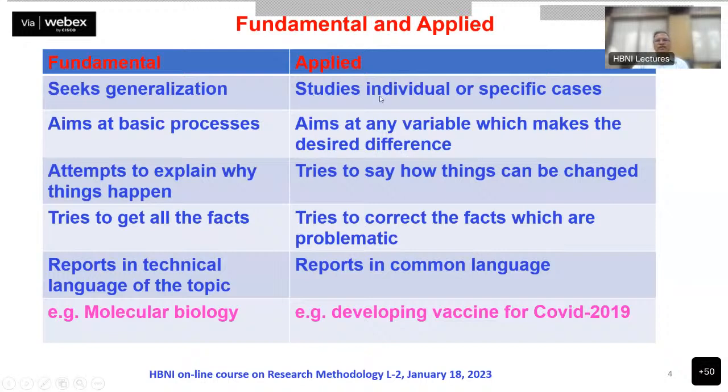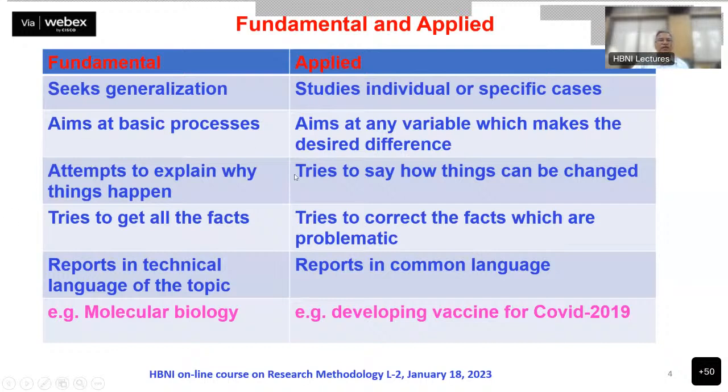Whereas applied research is applied to study individual or specific cases. The applied research is confined to a particular application. Fundamental research aims at basic processes that happen, like thermodynamic laws. They are applicable in any system. Whereas applied research aims at any variable which makes the desired difference. So you tweak the parameters to make some use of that particular system.